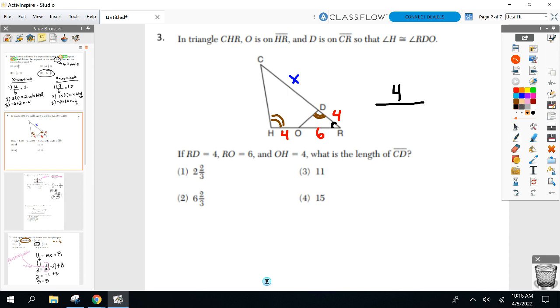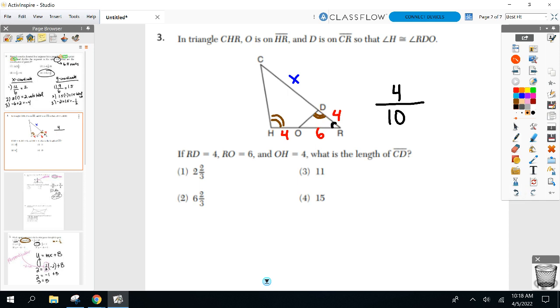Now look at my big right triangle. Here are my 2 congruent angles. What side length is in between those? 10. Everyone else see that? 4 was in between the 2 congruent angles here. So I look at the big triangle. Here are the 2 congruent angles, the side in between. 10. Good so far?